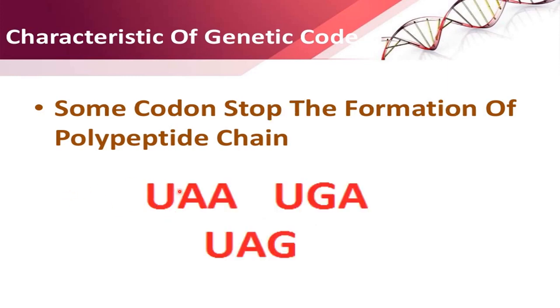Now there are some stop codons also. As I have told you earlier, out of the total 64 codons, 61 are coding for amino acids and 3 are stop codons, which don't code for any amino acid, and that's why these are called stop codons. If these codons come in the mRNA chain, then the process of protein synthesis will stop. These 3 codons you need to remember: UAA, UGA and UAG. If any one of these 3 is present in the mRNA chain, then polypeptide chain synthesis will stop.